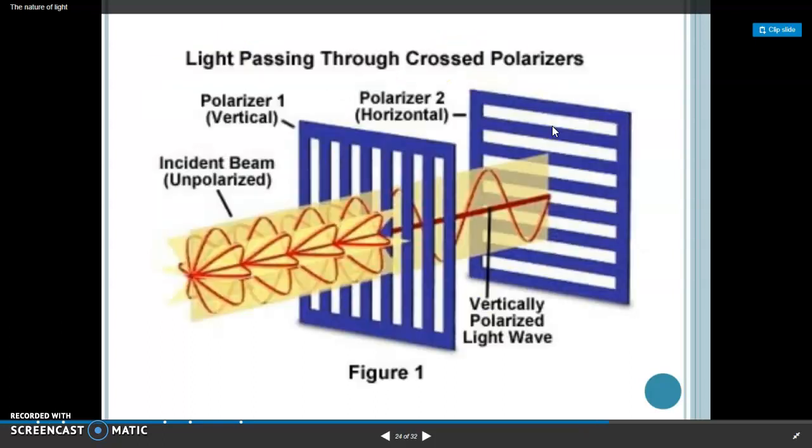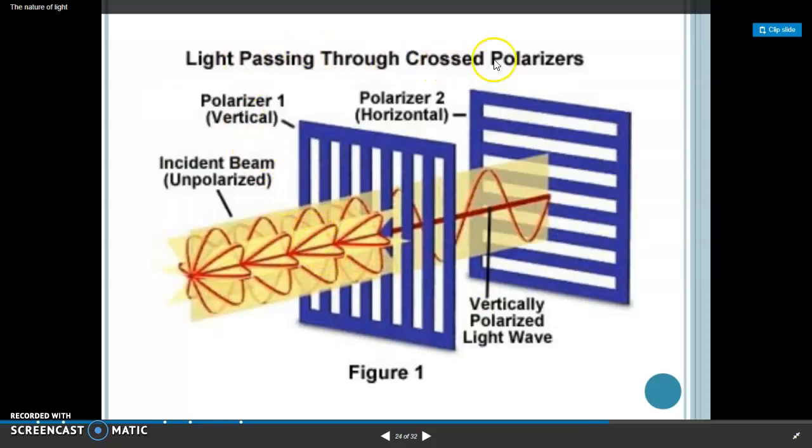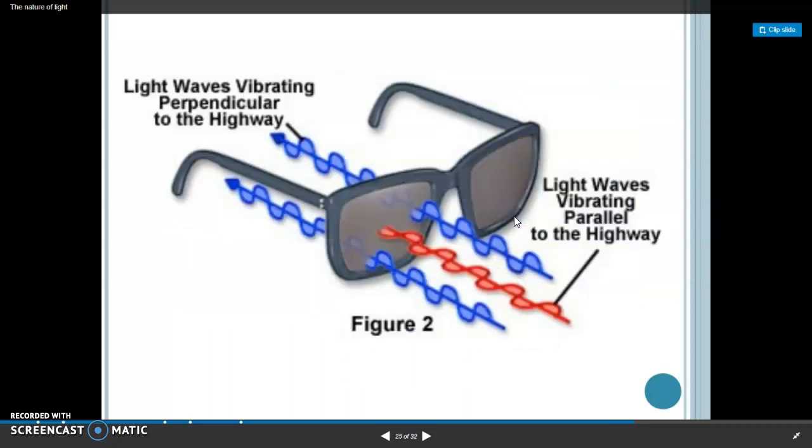Polarization of light is one example. For example, sunglasses: light passing through crossed polarizers. This is polarizer 1, vertical, and this is polarizer 2, horizontal. This is the beam, and it will pass like that. Here, light waves vibrating perpendicular to the highway, and light waves vibrating parallel to the highway. Here perpendicular, and here parallel. So it is passing through the sunglasses.